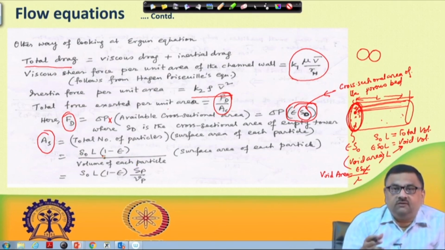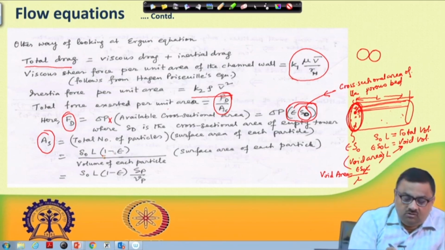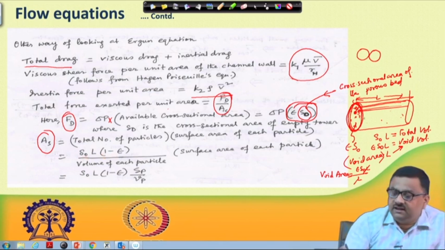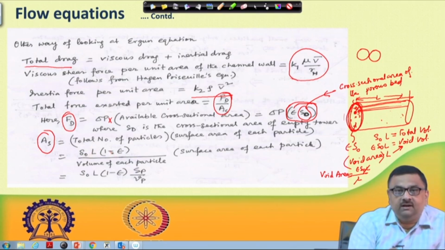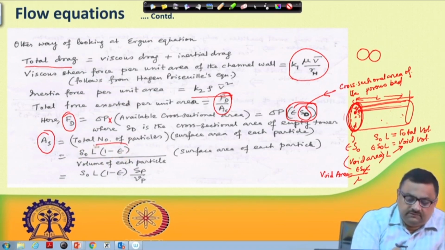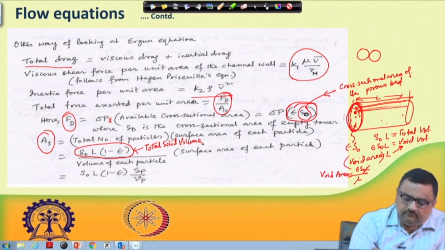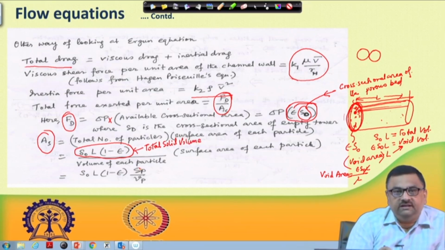Solid volume is the total volume multiplied by 1 minus epsilon, because epsilon times the total volume is the void volume, and 1 minus epsilon multiplied by the total volume is the solid volume. So 1 minus epsilon multiplied by the total volume, which is S0, the total area, multiplied by L. So S0 into L is the total solid volume, and this is divided by the volume of each particle.